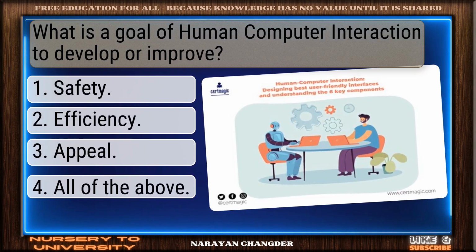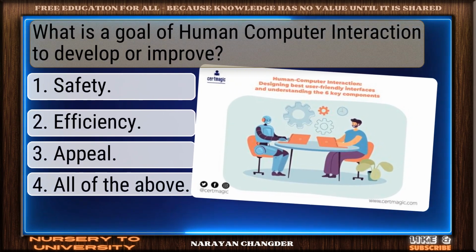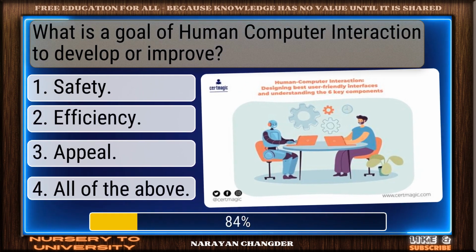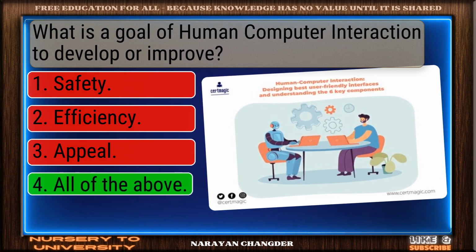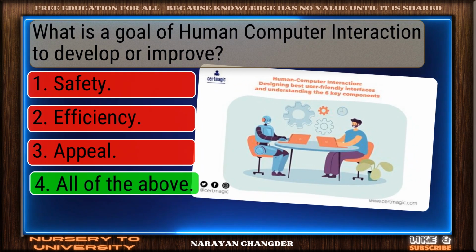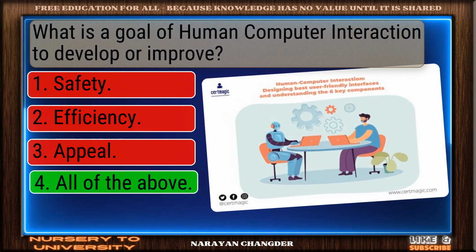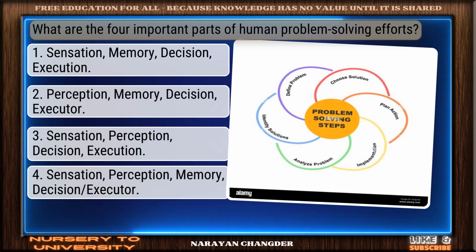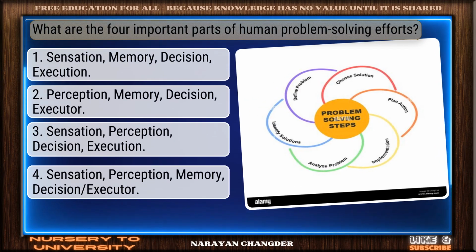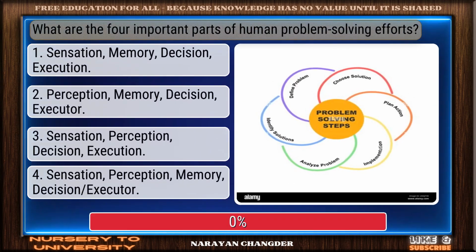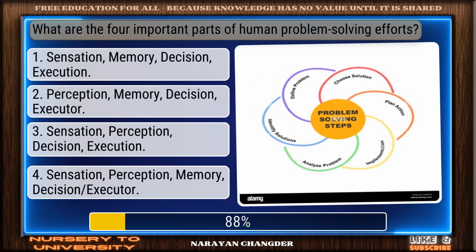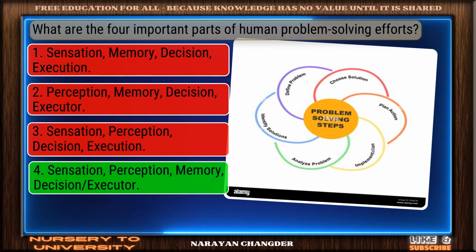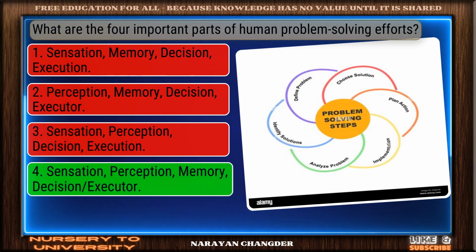Question number 17. What is a goal of human-computer interaction to develop or improve? Correct response. All of the above is the most accurate answer. Question number 18. What are the 4 important parts of human problem-solving efforts? You chose sensation, perception, memory, decision executor, and it is correct.